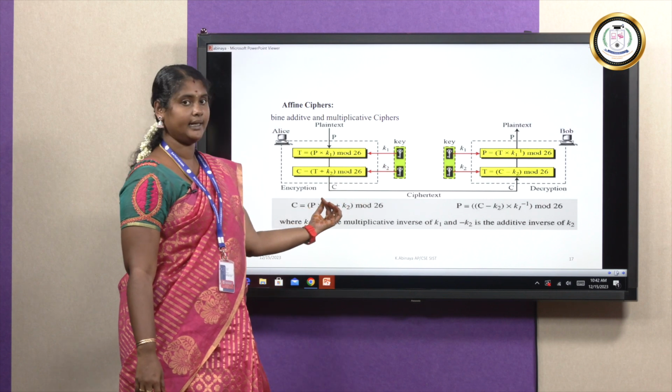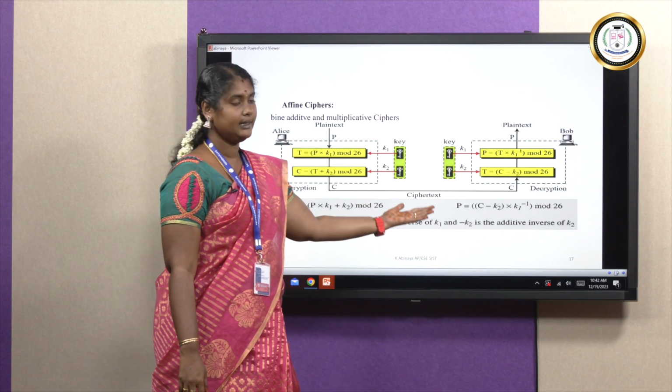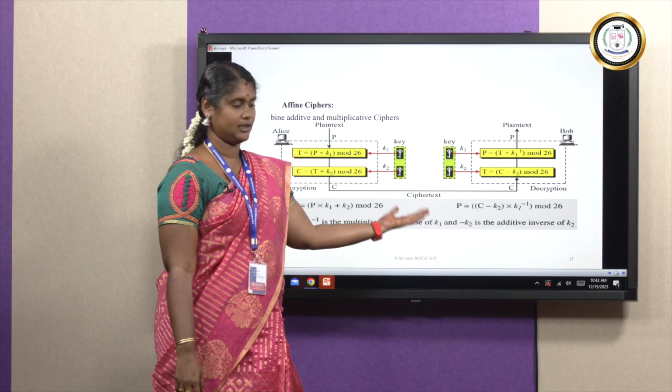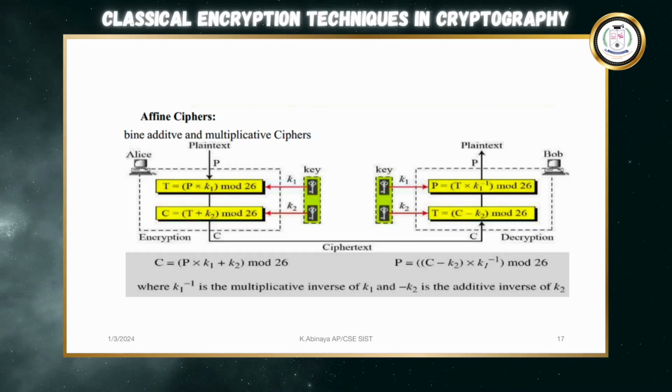So in the encryption side I am going to use addition. So on the receiver side I need to do a subtraction. So that is a model for decryption and encryption. You need to retrieve the original data.